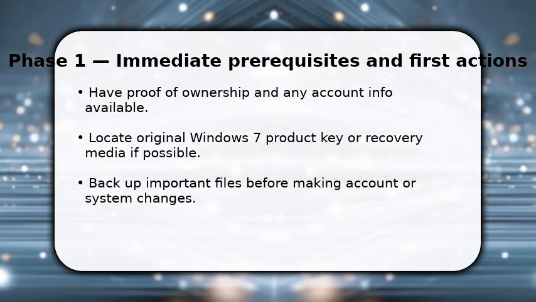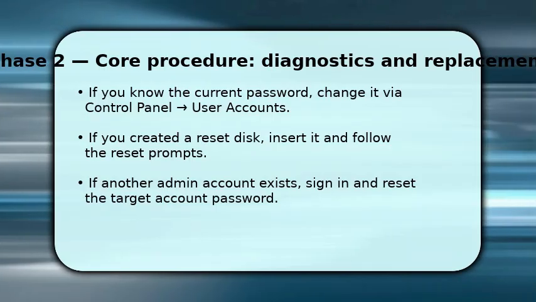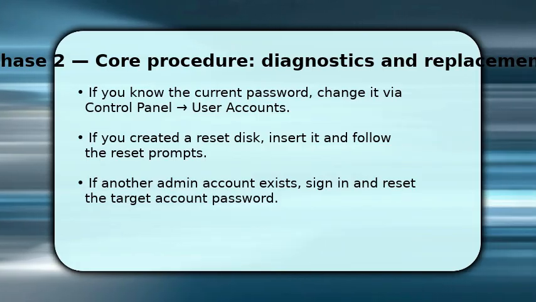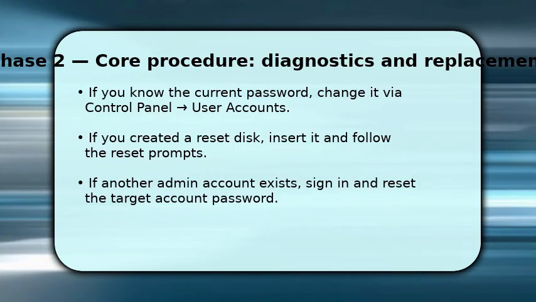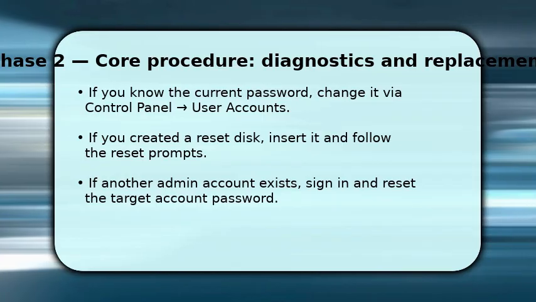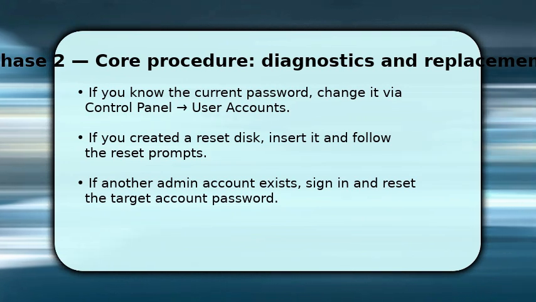You should try the built-in lawful routes first because they preserve settings and files. If you remember the current password, sign in and go to Control Panel, then user accounts to change it. This updates credentials cleanly. If you previously created a password reset disk, insert it and follow Windows prompts to reset the password. It's purposeful and safe. Also, if another administrator account on the machine exists, sign in there and reset the locked account. These options avoid reinstalling the OS or risking data loss.